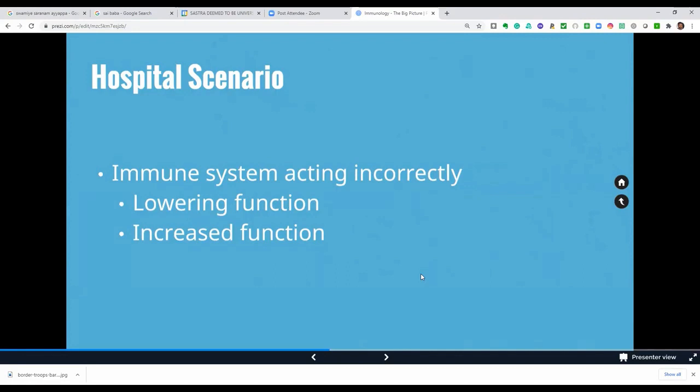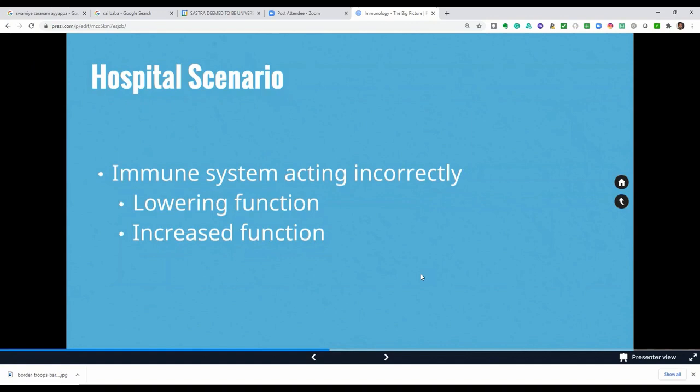So what is lower function? There is a pathogen that has to be killed by your immune system, but your immune system missed killing it. That is lower functioning of the immune system. What is meant by increased functioning of the immune system? It's overacting. Your immune system is acting more than how it should act.